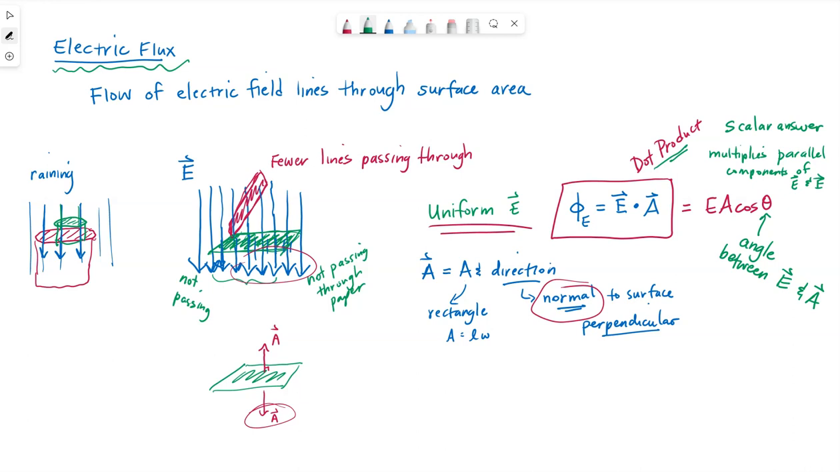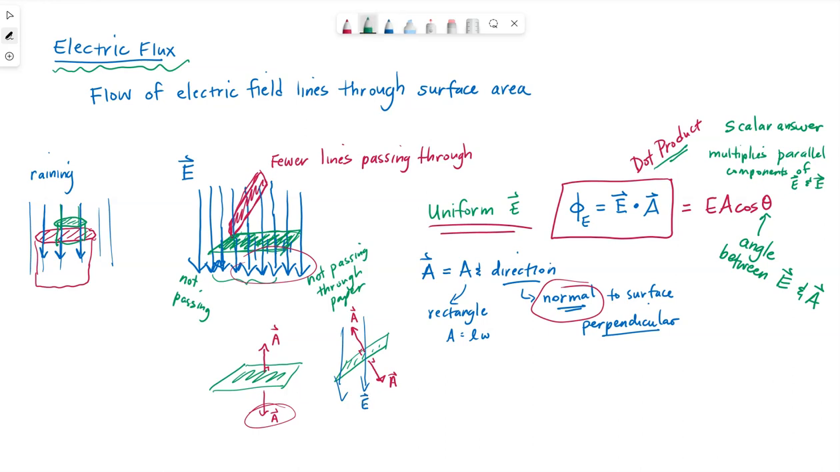So if I come back to my picture and think about this rectangle being at an angle, here is our area vector. That's the direction that's normal to the surface. Or we could draw it coming down this way, normal to the surface. Either way, the electric field that we were just working with is pointing straight down.